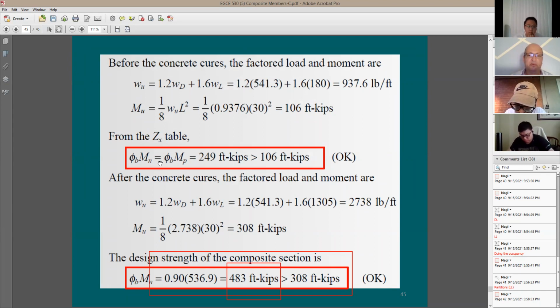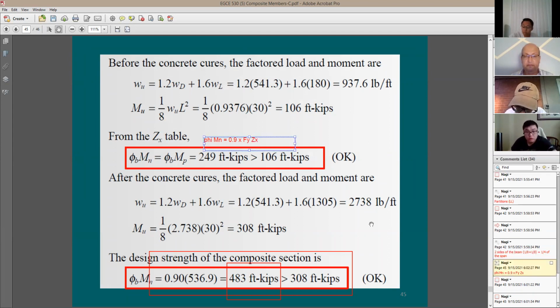So your moment is going to be equal to ZX. Let me type it here: phi Mn equals 0.9 times Fy times Zx. Take 0.9 times Fy times Zx, and it gets to this number, 249. Now I need to compare this 249, which is the capacity of the bare steel beam before the concrete hardens. This is for the non-composite, and the other is for the composite section.